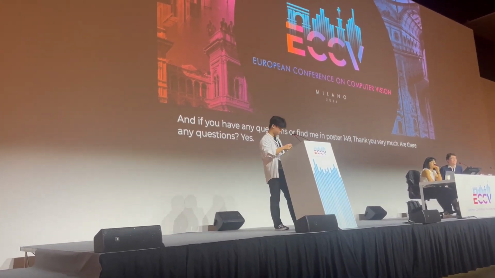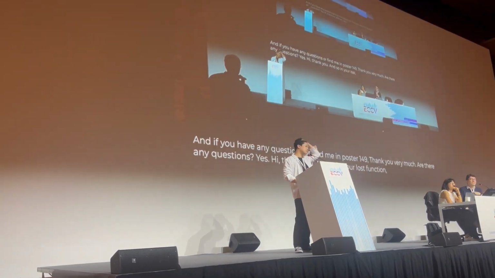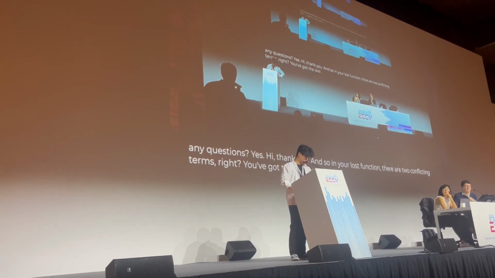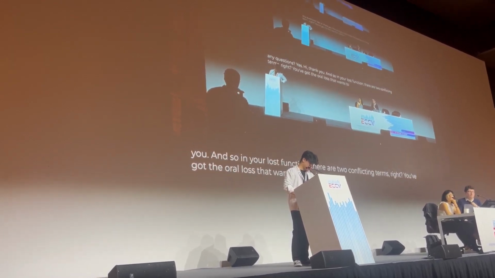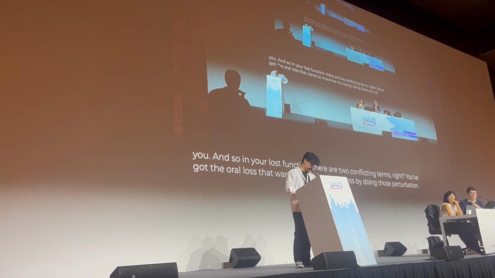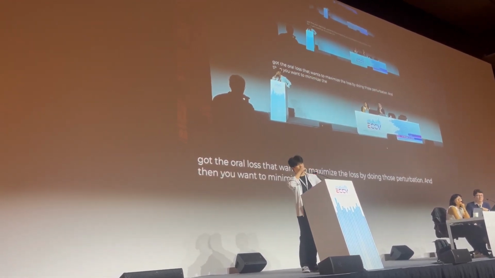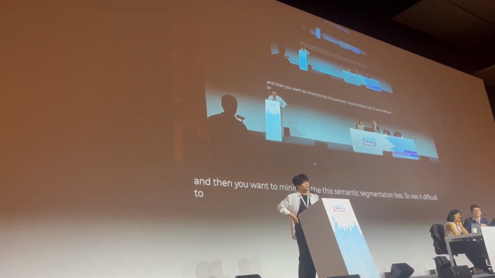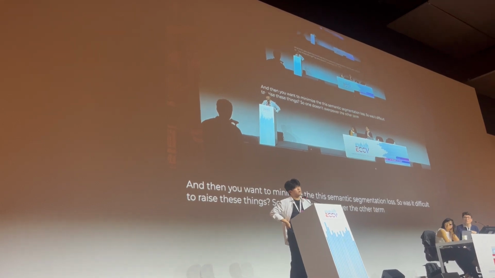Hi, thank you. So in your loss function, there are two conflicting terms, right? You've got the RL loss that wants to maximize the loss by doing those perturbations, and then you want to minimize the semantic segmentation loss. So was it difficult to weigh these things so one doesn't overpower the other term when training the model?